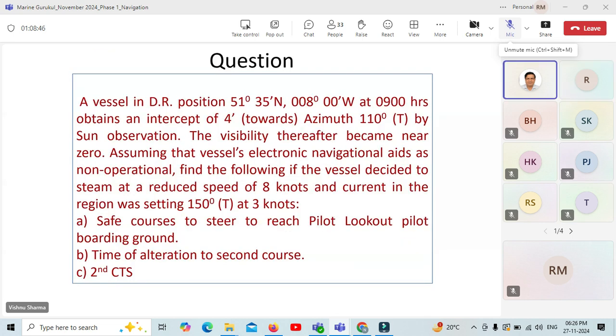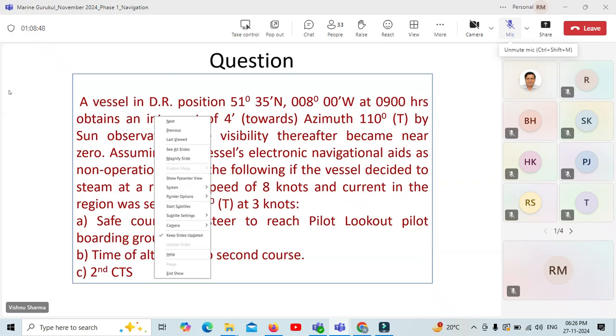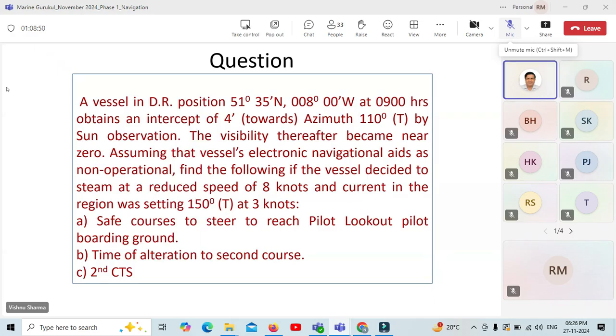Okay, now guys, do this question. Read this question. This is already in the assignment I've shared with you. A vessel is in DR position 51 degrees 35 minutes north, 8 degrees west DR at 900 hours, obtains an intercept 4 miles towards azimuth 110 by the sun's observation. The visibility thereafter becomes near zero.